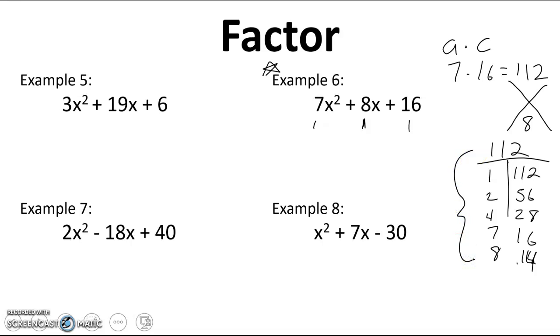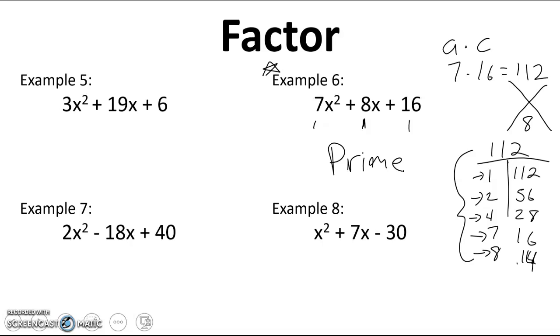There's not really any of those numbers that I can add up to 8. Now, this is going to happen sometimes. There are going to be times where I'm checking 1 and 112, and none of those add up. 2 and 56 don't add up. These don't add up. These don't add up to 8. So if they never add up to 8, you can't factor it. It's prime.